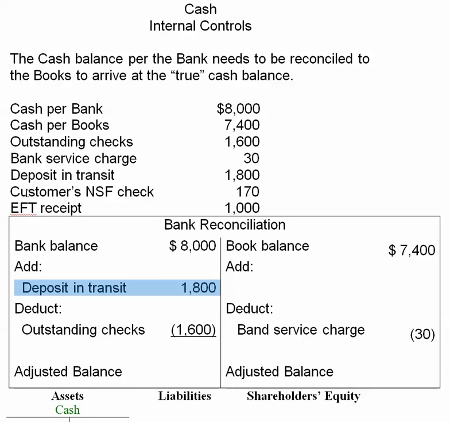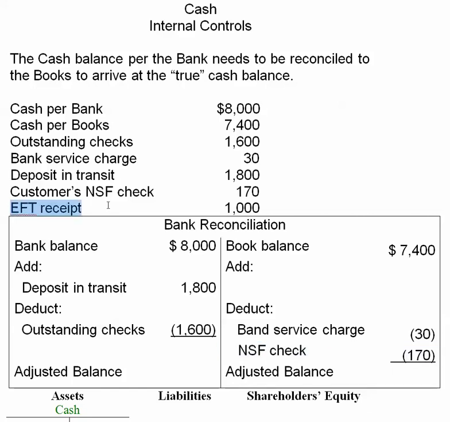Now, as far as the customer's NSF check, what that means is that we have a bounced check. In other words, a customer has written a check and there were not sufficient funds, NSF, so the deposit this company made from receiving that check was no good. So the bank's saying, I'm not adding it in here, and you should take it out of here because you had originally added that in as a deposit. So what we need to do is deduct that from the book balance.